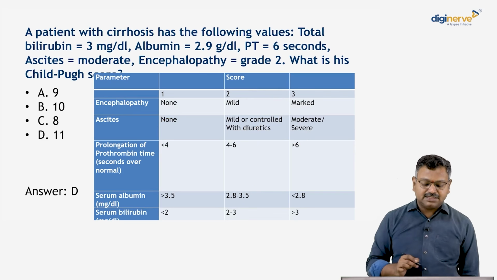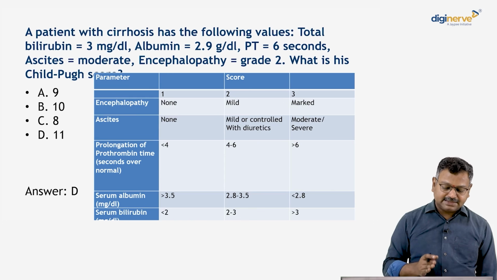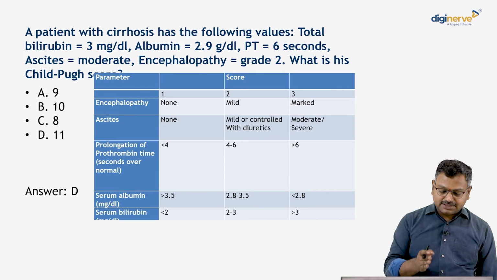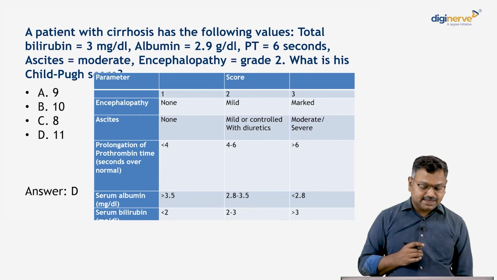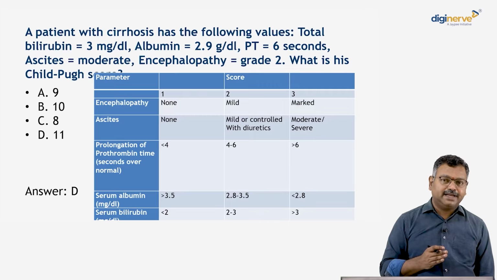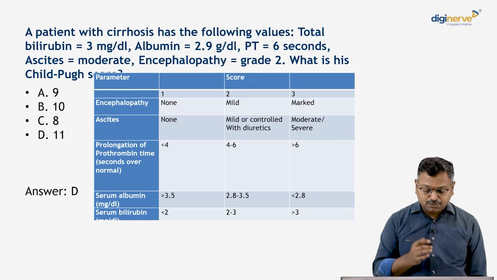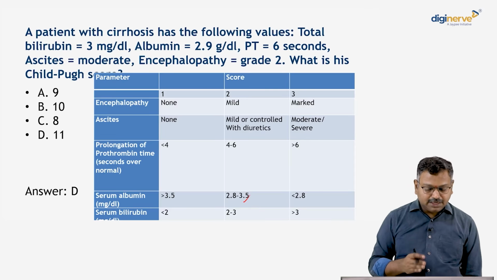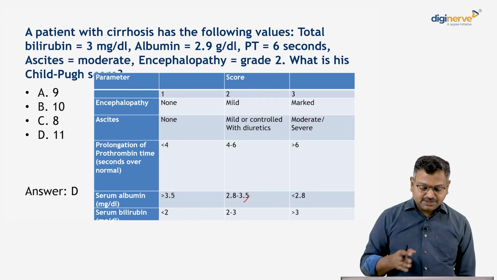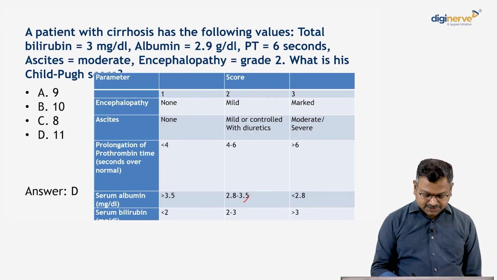The markers, encephalopathy, mild gets 2, moderate gets 3, ascites none, mild, moderate. Prolonged prothrombin time 4 to 6 is grade of 2, more than 6 is grade of 3. Albumin more than 3.5 is 1, 2.8 to 3.5 is 2, less than 2.8 is 3, here it was 2.9, so it comes to 2. Bilirubin less than 2, 2 to 3, more than 3 that is coming. So based on that we are grading it and we are scoring the patient based on this.